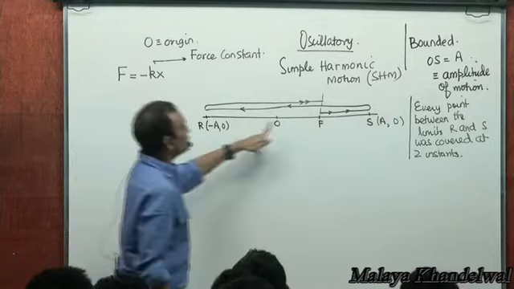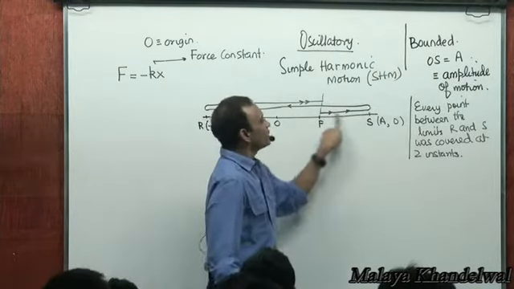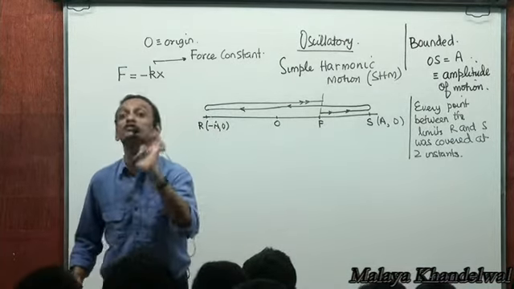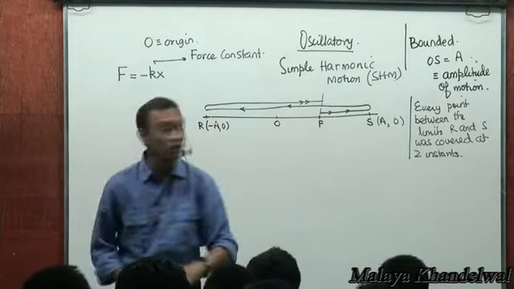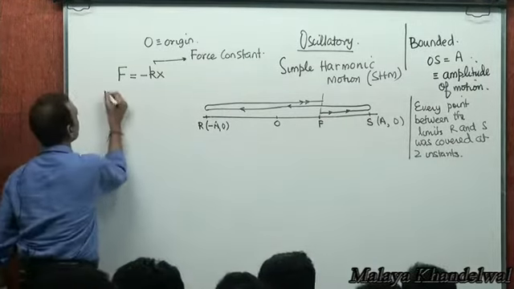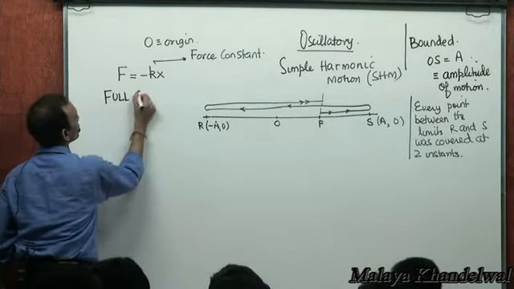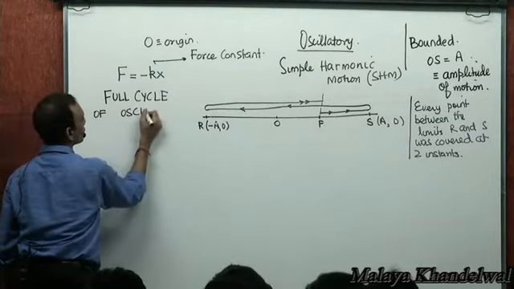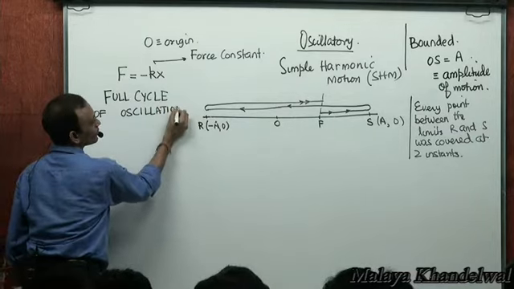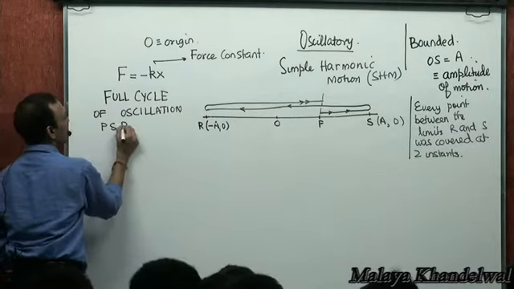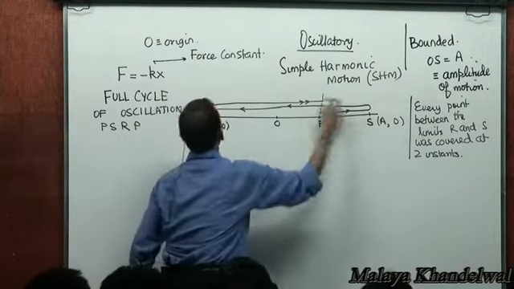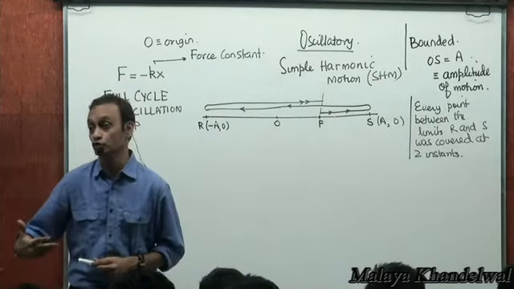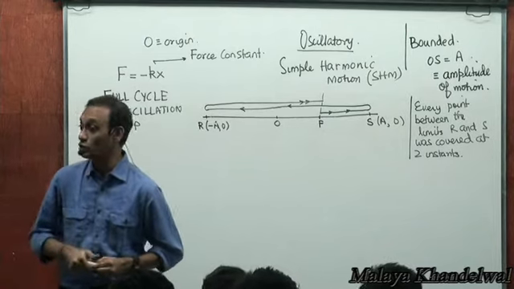So essentially, this is a full cycle of motion. Starting from any point P, coming back to P, covering every point exactly twice, is a full cycle of oscillation. That means PSRP, PSRP. That's a full cycle, right? A full cycle, a complete revolution, or a complete oscillation.